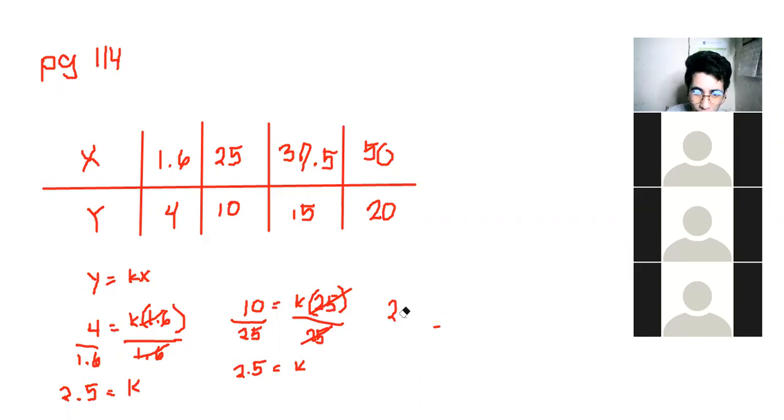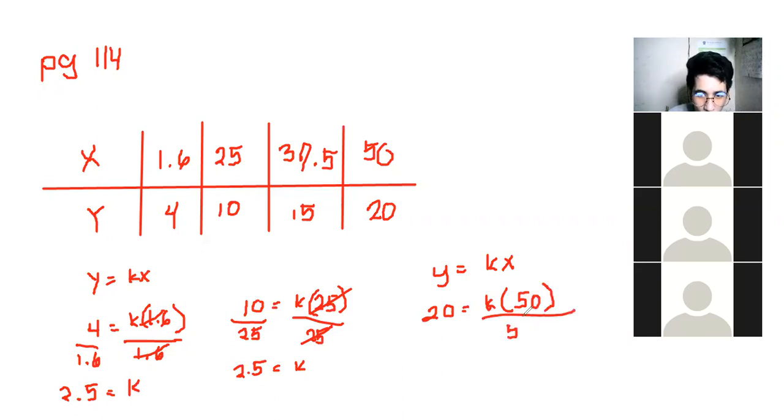Tulad doon, baka naman mali ako, pero we have y is equal to kx. Then, ang y natin is 20 equals k times 50. So, divide natin both sides by 50, so 20 over 50 na. So, this one is 0.4. So, hindi siya parehas ng constant dito, diba?